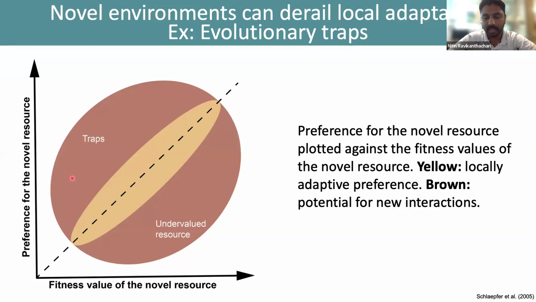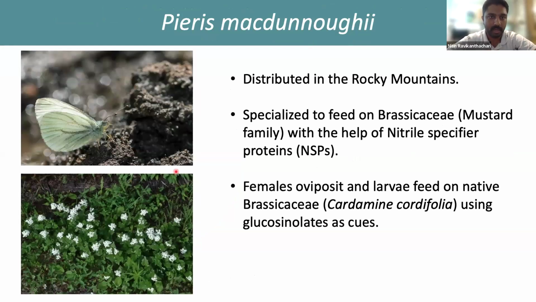And today I'll be discussing one such scenario between a native herbivore and a novel host plant that it interacts with. So the native herbivore that I'm interested in is known as Pieris macdunnoughii. It's a butterfly that's distributed in the Rocky Mountains. And these butterflies are specialist herbivores, and they feed exclusively on Brassicaceae, that is the mustard family plants, because they have a specialized enzyme known as nitrile specifier protein that can help them detoxify the mustard oils or the glucosinolates that is present in the plants.